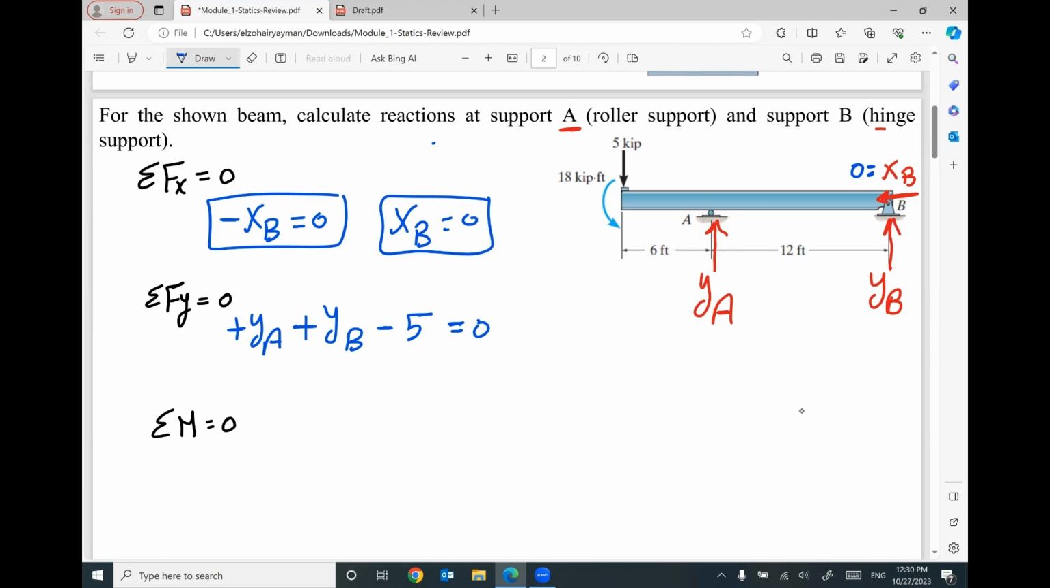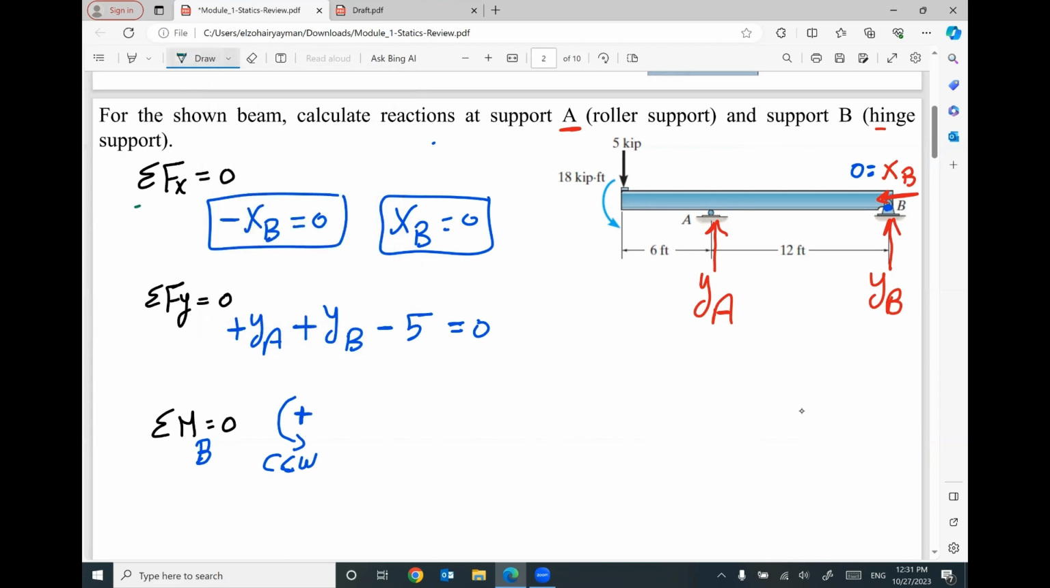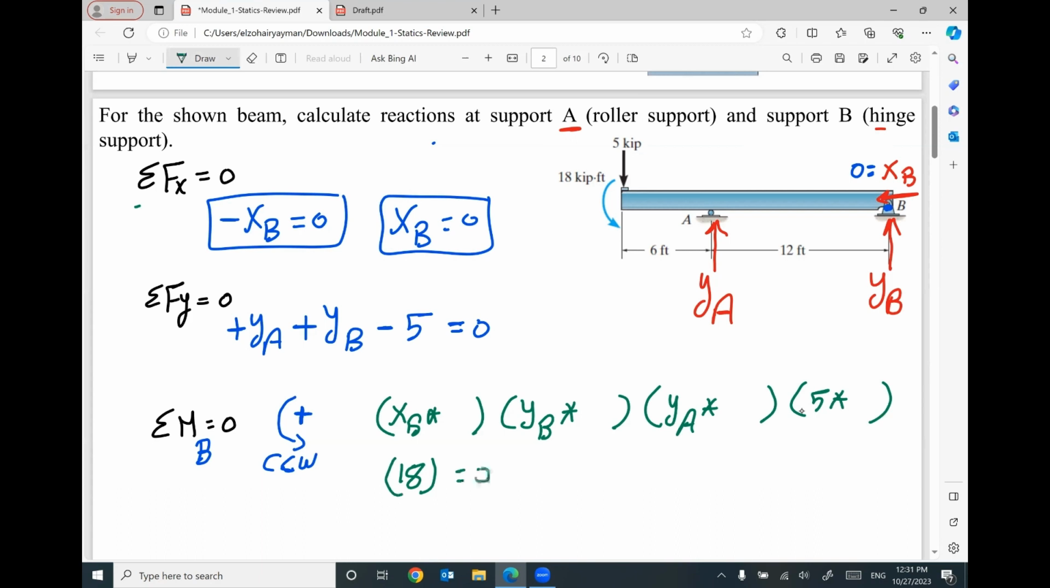Summation moment at any point. I do recommend to take moment at the point with the maximum number of reactions. So I'm going to take moment at B. I'm going to assume my counterclockwise rotation is my positive direction. It's up to you. You can assume any direction is your positive direction. So I have XB times distance. I have YB times distance. I have YA times distance. I have 5 kip times distance, and 18 kip-foot does not need distance, equals 0.